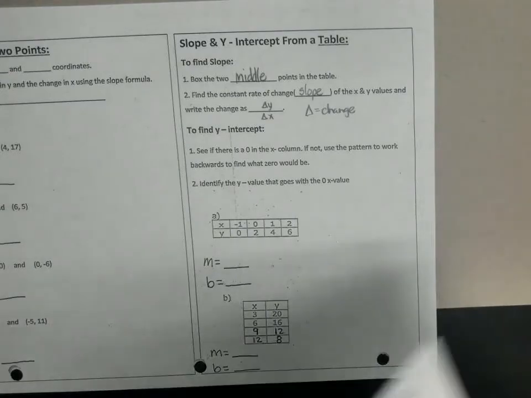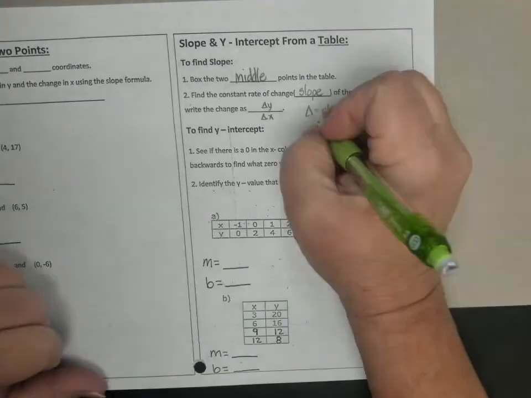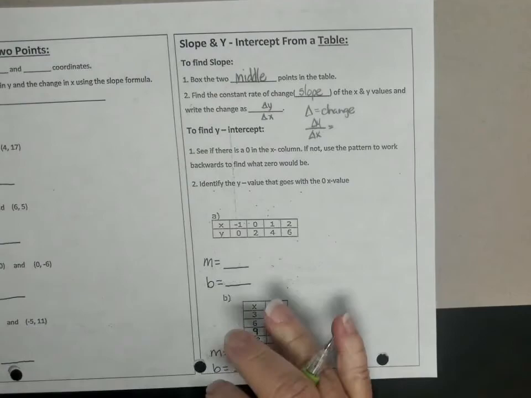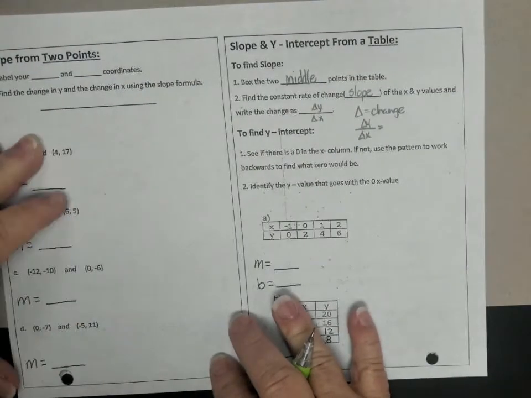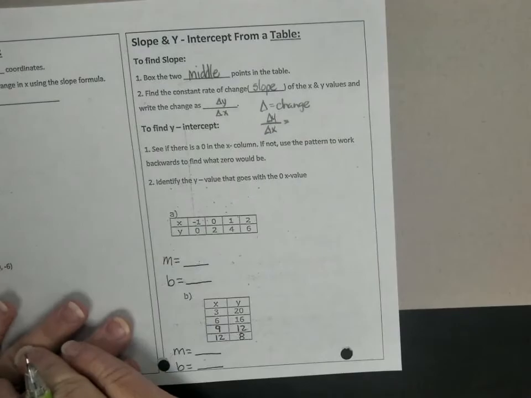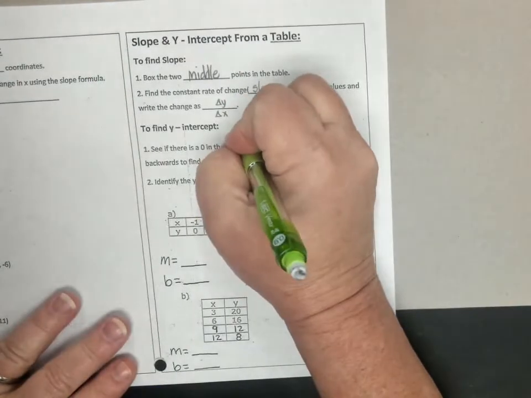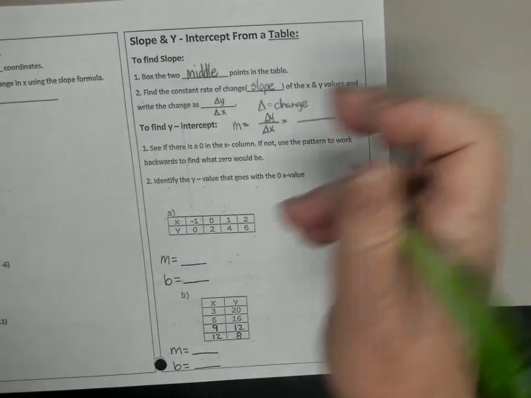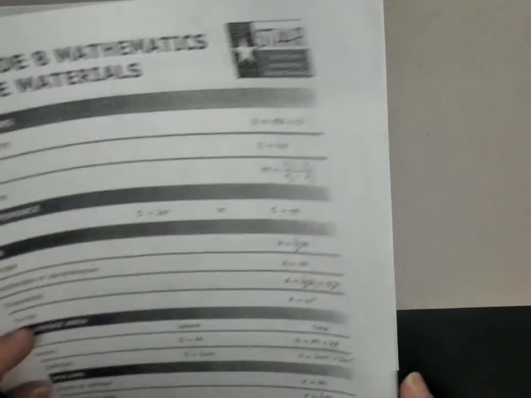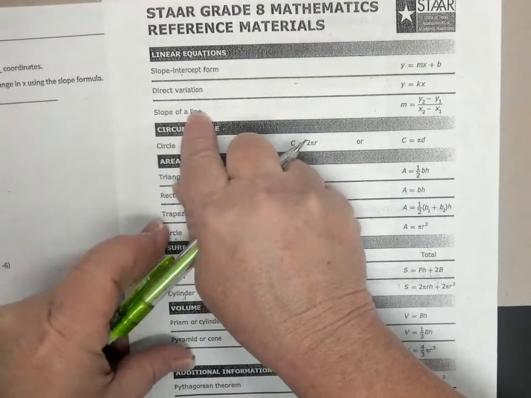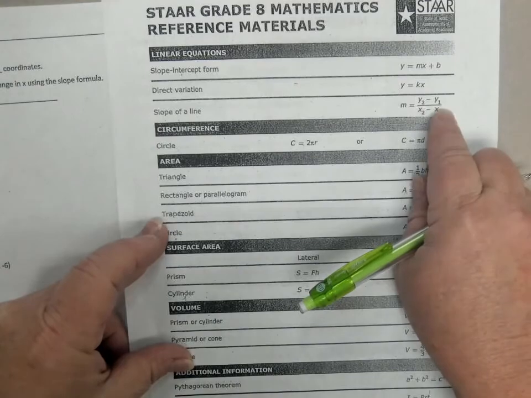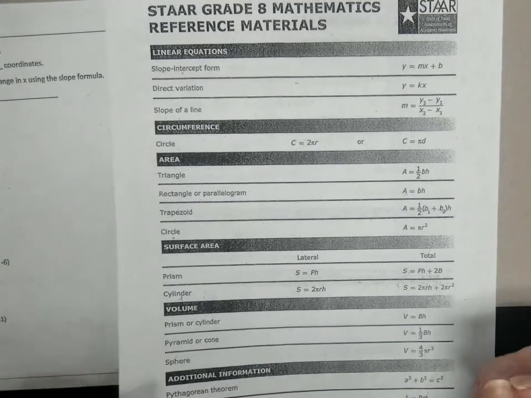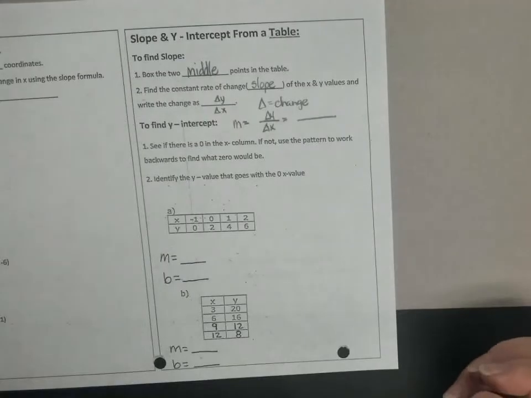Now, there are a couple ways to do this. Let's do this. The change in y over the change in x. We just did this when we were finding slope from 2 points, okay? And there is a formula that does this, and I'm going to go ahead and write m equals. And some of you are going to remember that formula, and some of you are not. So if you don't remember the formula for the slope of a line, you go to your mathematics chart and it says slope of a line, m equals y2 minus y1 over x2 minus x1.